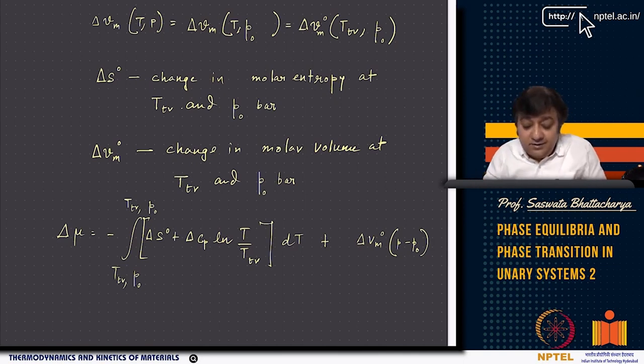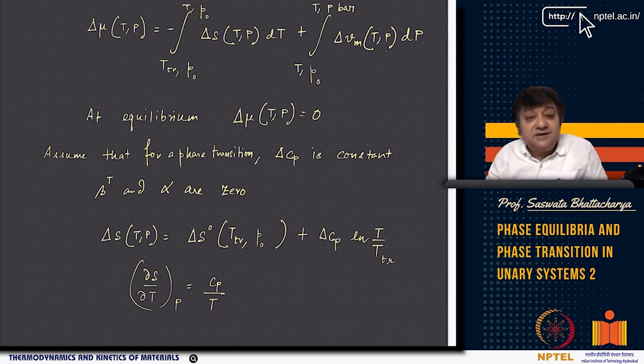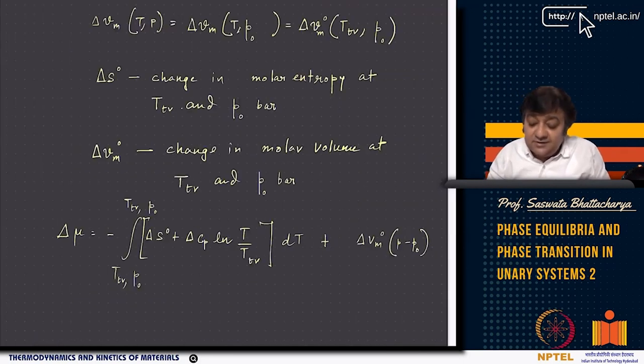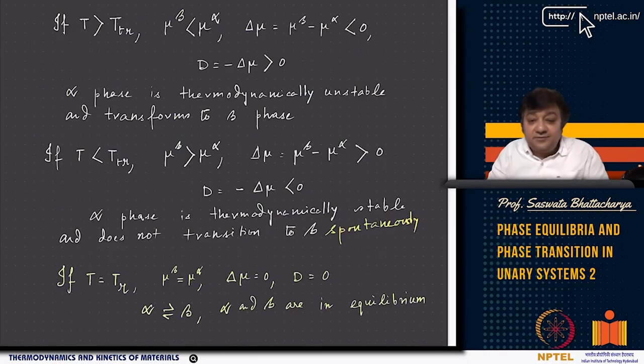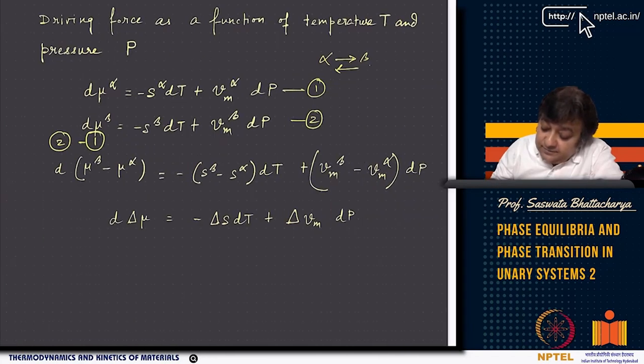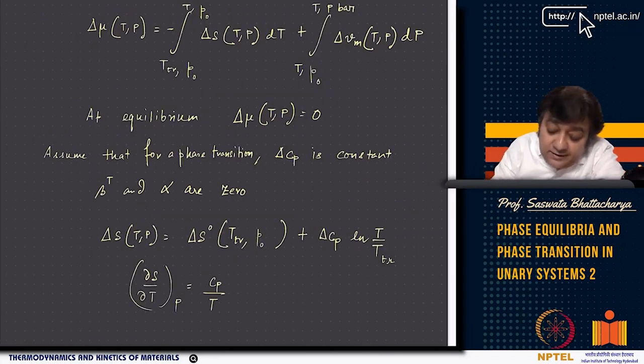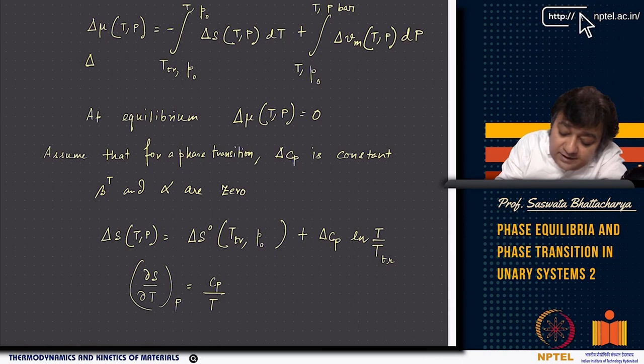And now you are looking at delta mu. Delta mu basically gives you the driving force, which is mu beta minus mu alpha, right? It is giving you the driving force because D is minus delta mu. We have defined it: D is minus of delta mu, right? And mu here, delta mu is nothing but delta G bar. We can also call it delta G bar or delta Gm, which is Gm beta minus Gm alpha, right?